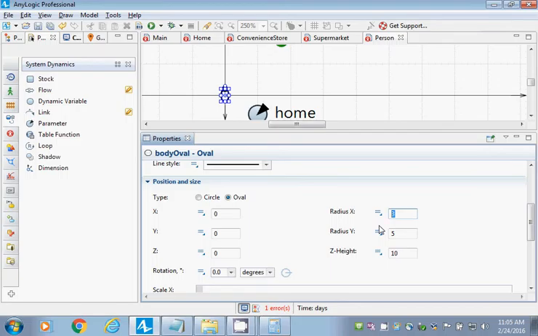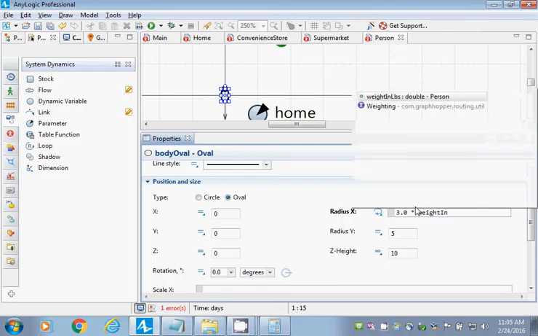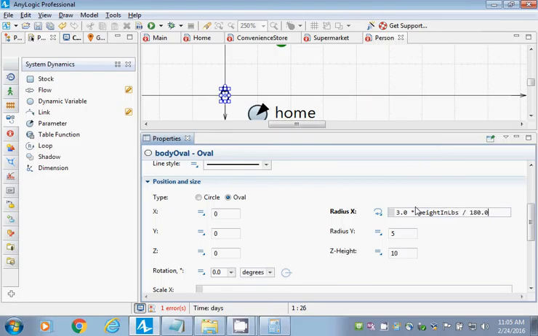So for the radius x, I would like to give a formula. Now, what do I have to do? I'd like you to tell me. What do I have to do to put a formula here? Can I just start typing it? I have to change it to dynamic. And the formula is going to be, and you can be careful about it, 3.0 times weight in pounds divided by 180.0.